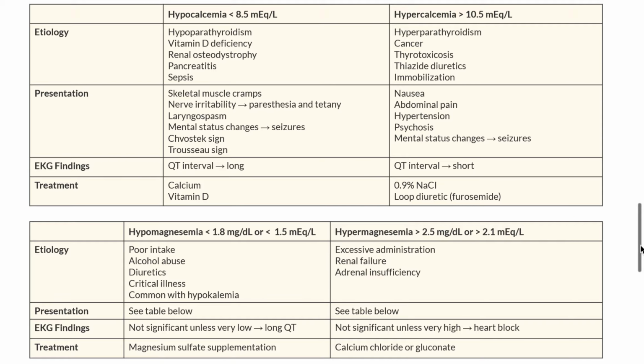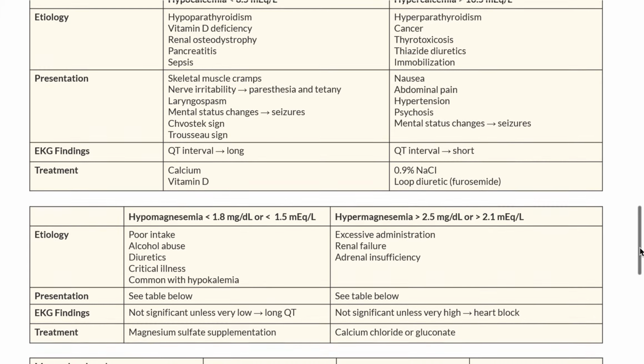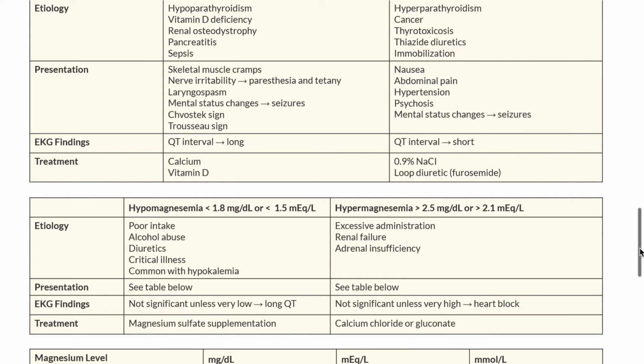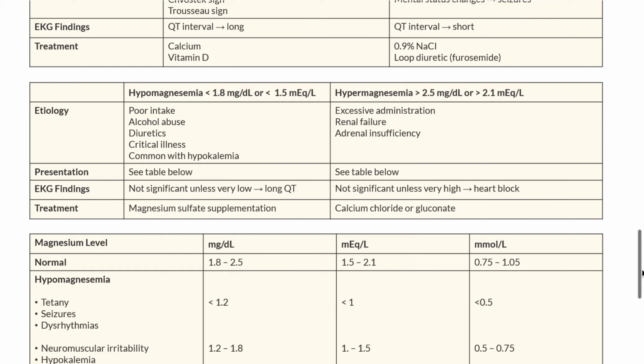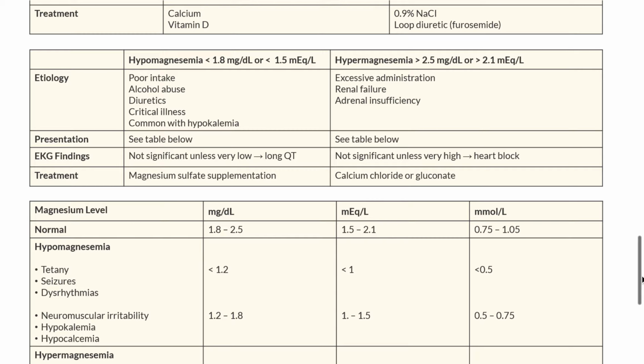EKG findings include a short QT interval, so as the calcium goes up, the interval goes down, and vice versa. And treatment is with normal saline, so 0.9% sodium chloride, and loop diuretics such as Lasix. Next is magnesium. Hypomagnesemia is a serum level less than 1.8 milligrams per deciliter or 1.5 milliequivalents per liter.